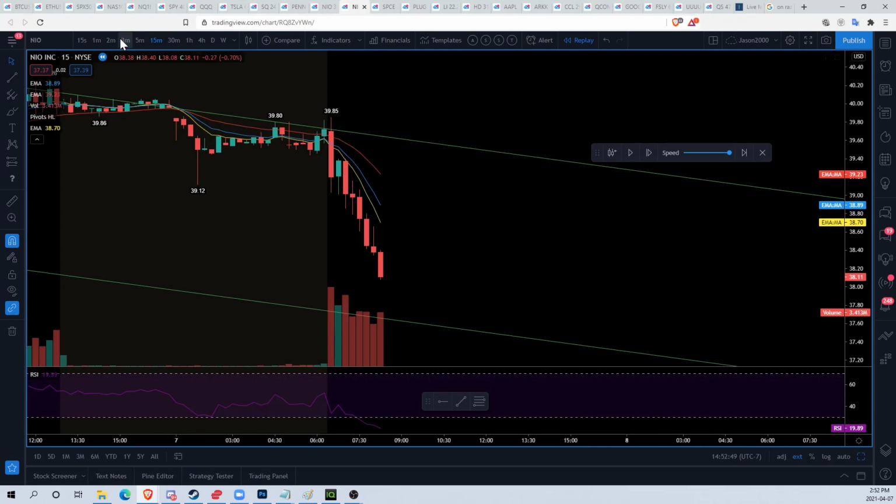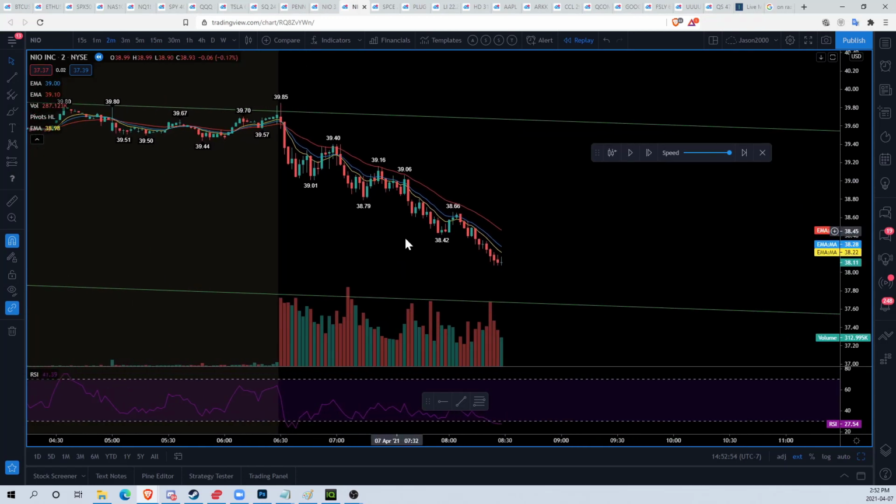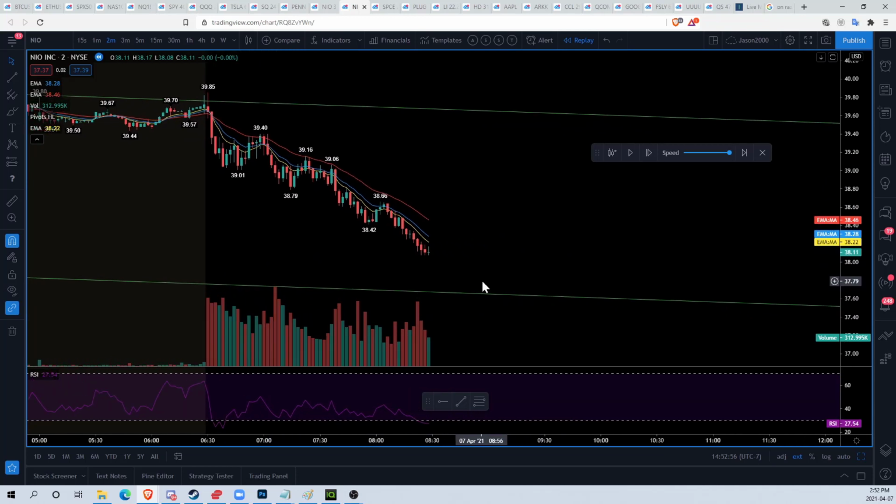So going to the 15-minute time frame. In fact, I'm going to go right to the 2-minute time frame because we're going to take another look at that trend. Hasn't changed all day, has it?